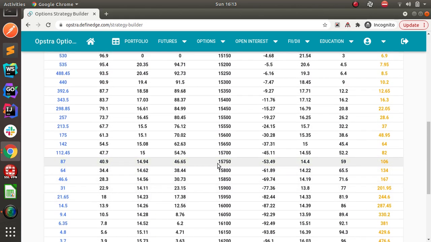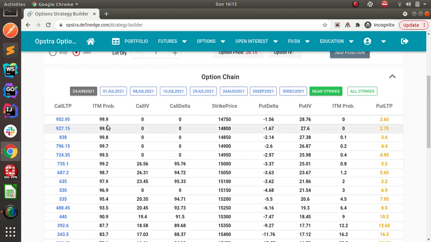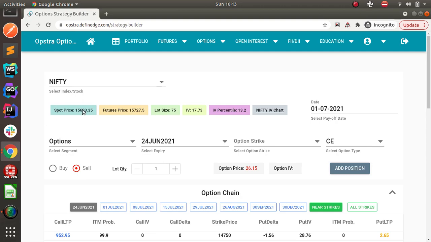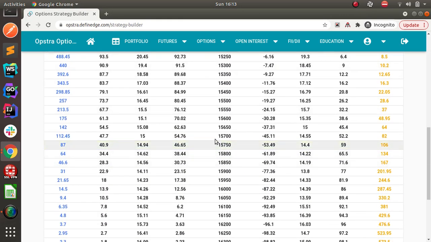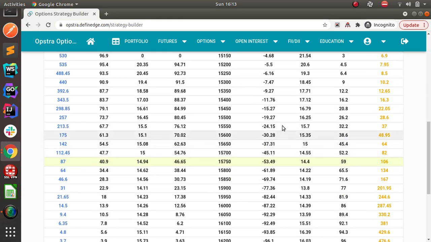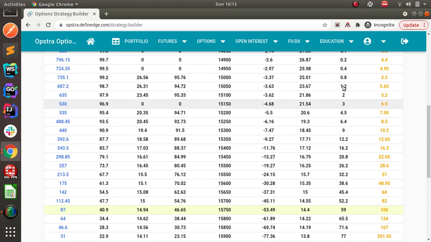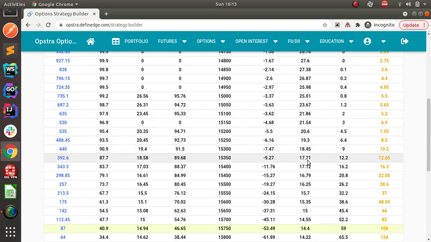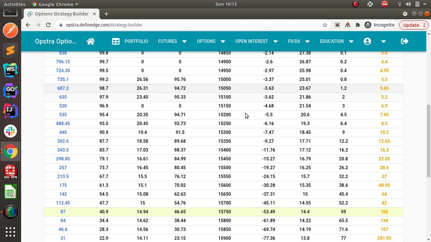Currently Nifty is running around 15,750. Spot is around 15,700. So what we need to do? We need to sell puts which are out of money. For example, I will select any 15,250 put to sell. If by the expiry Nifty doesn't come down below 15,250, this value becomes 0 and we will be in profit.